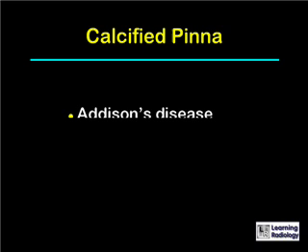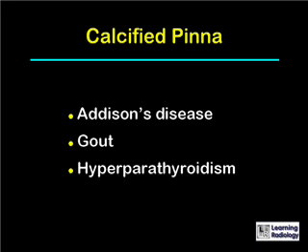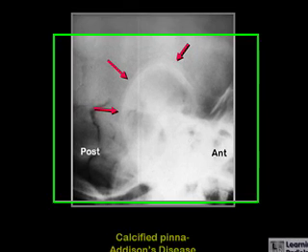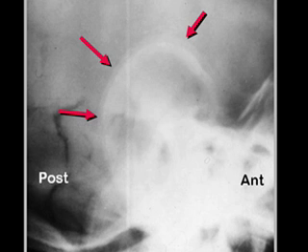The pinna of the ear can calcify in Addison's disease, gout, or hyperparathyroidism. This is a skull X-ray. Anterior is to your right, posterior to your left, and the red arrows are pointing to the visible pinna of the ear in this patient who has a calcified pinna in Addison's disease.